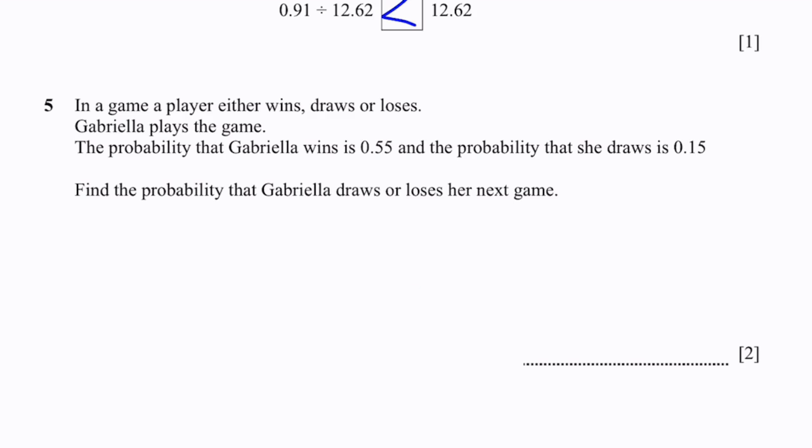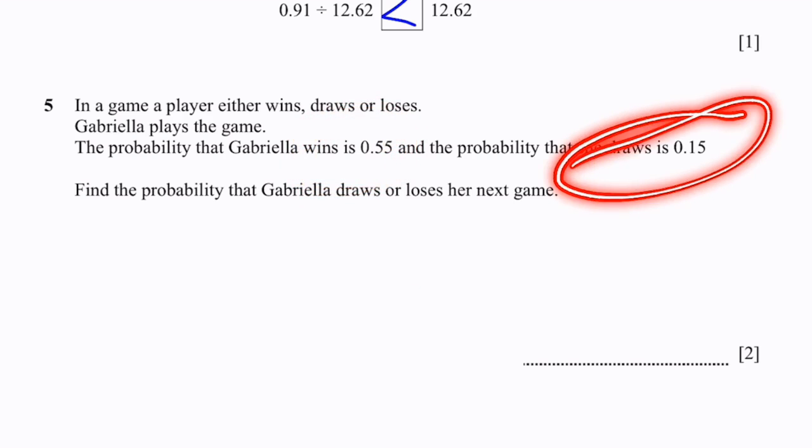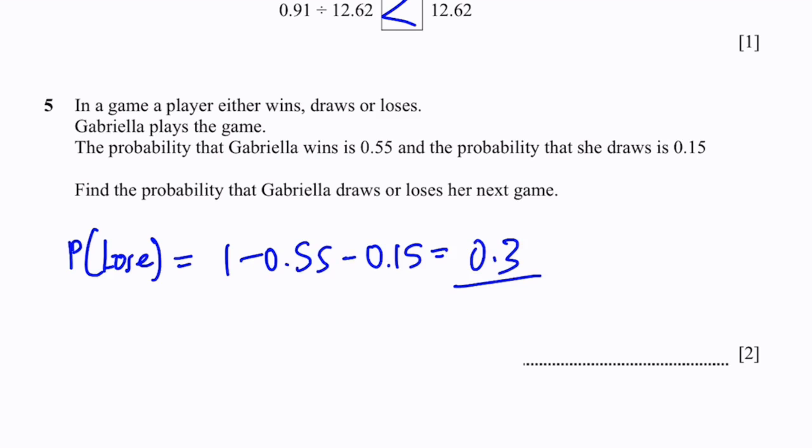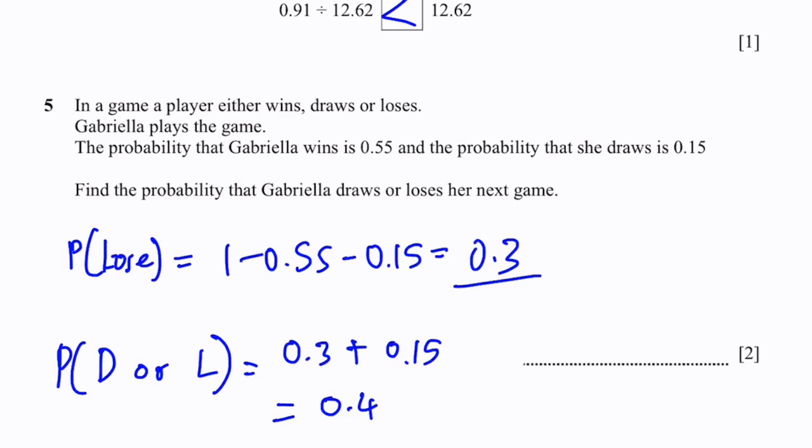Question 5. In a game, a player either wins, draws, or loses. Gabriella plays the game. The probability that Gabriella wins is 0.55 and the probability she draws is 0.15. Find the probability that she draws or loses her next game. So the probability of losing is equal to 1 minus 0.55 minus 0.15, which is 0.3. The probability of draw, otherwise D, or loss, which is L, is 0.3 plus the probability of draw, which is 0.15, which is equal to 0.45. That's the answer.